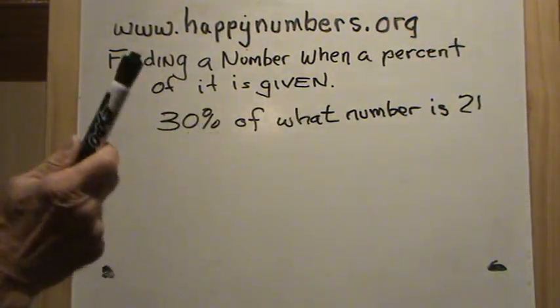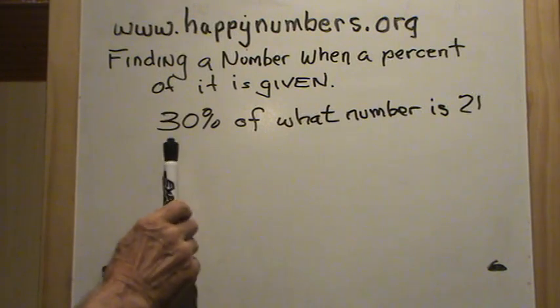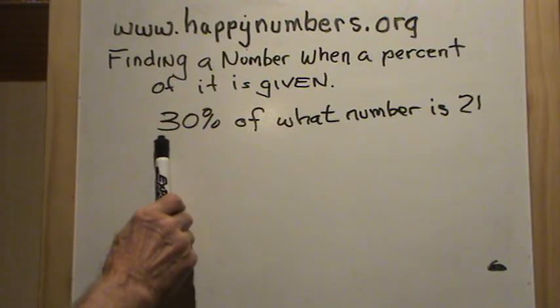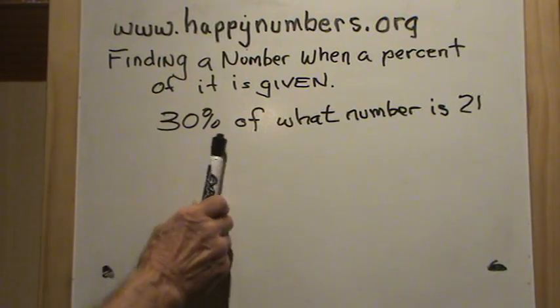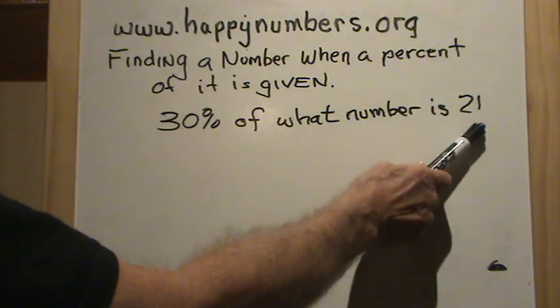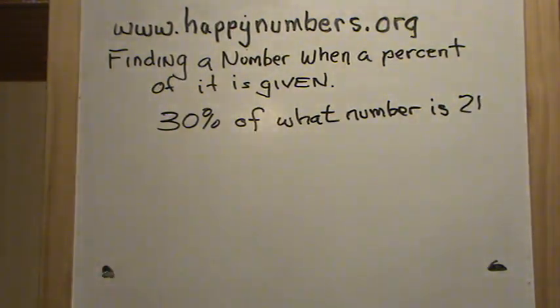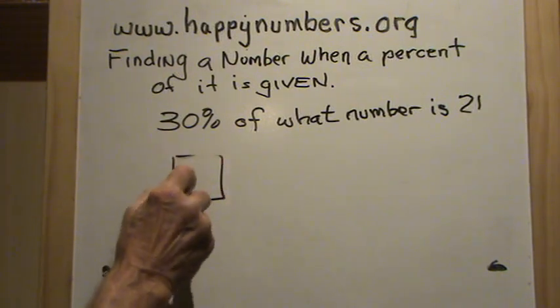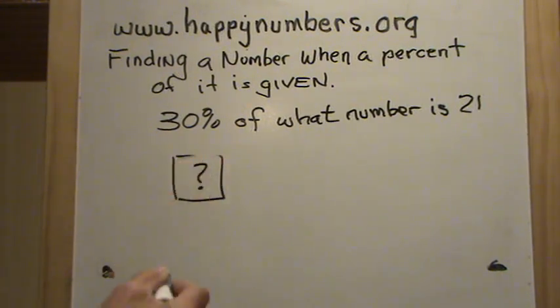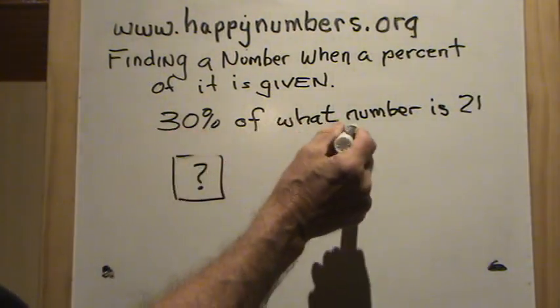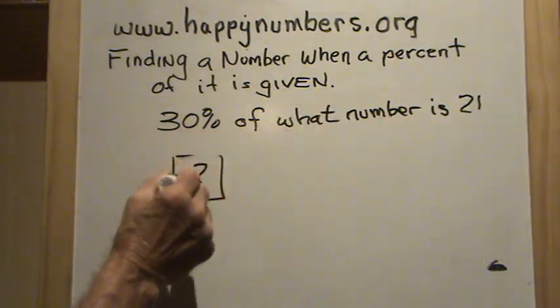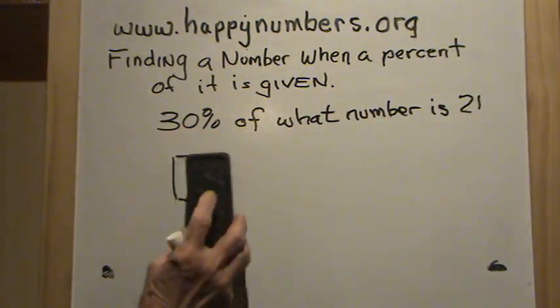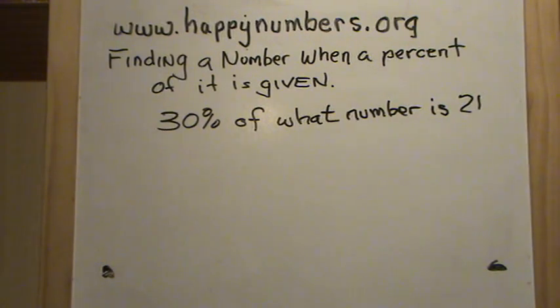Finding a number when a percent of it is given. Here's an example. The problem is set up like 30% of what number is 21? Conceptually, we have a number here. We don't know what it is. We're going to try and find that number. And we know that 30% of that number is 21. So we want to know, what is that number? Well, here's how we work the problem.